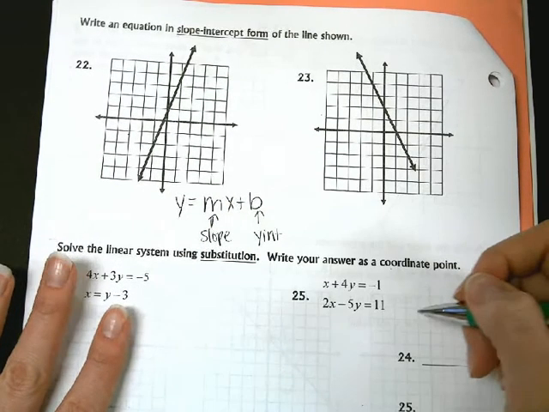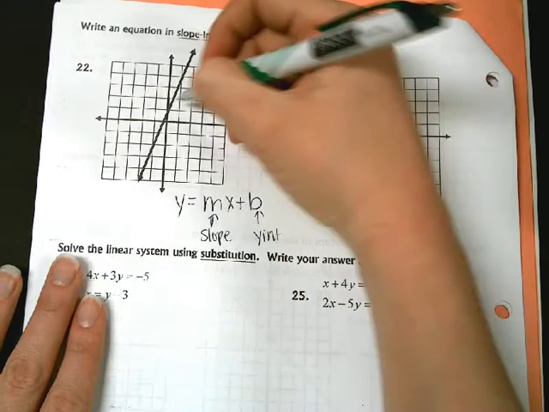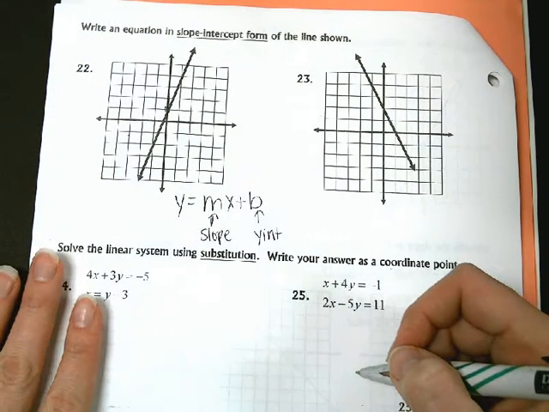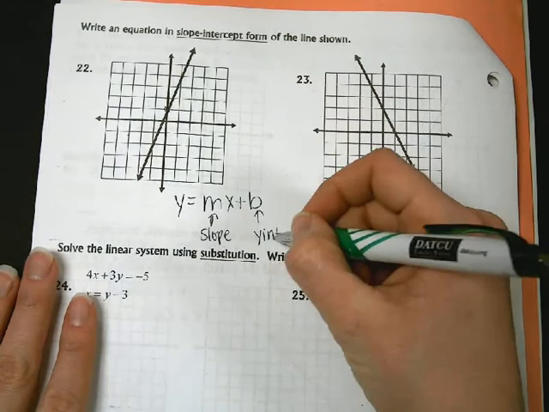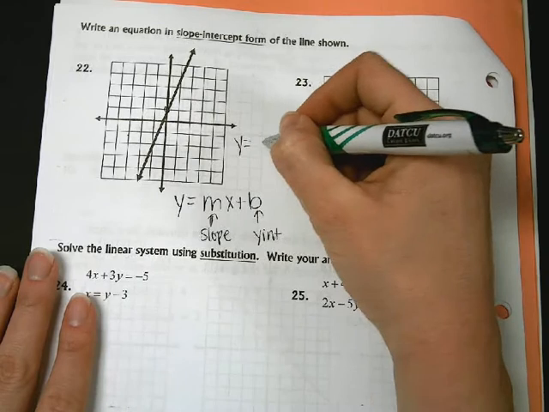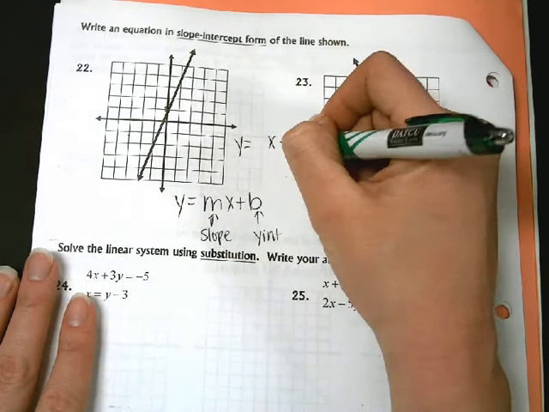So I want to start with that y-intercept. Looks like my line hits right here on the y-intercept. So in my equation for my line, this b is going to be 1. So y equals something x plus 1.